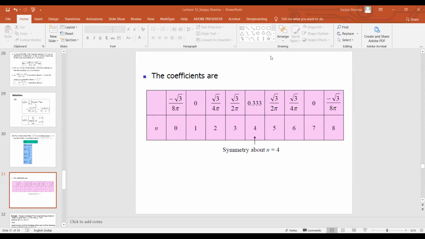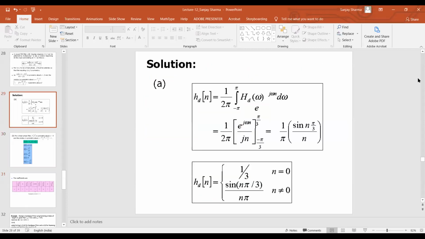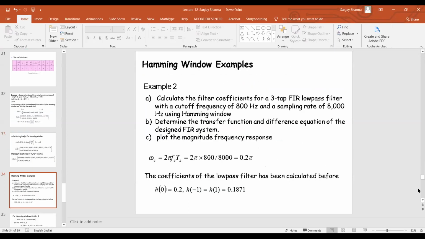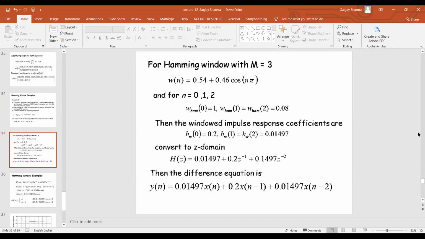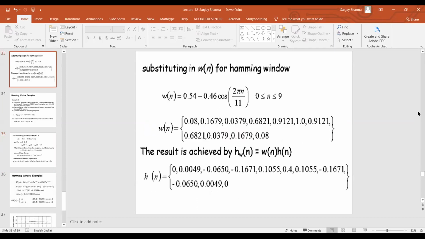I think time is up, but I will come back with this example tomorrow also. I will explain the design of FIR filters. I will again come back with this example to explain how the FIR filters are designed. And I will take some more examples also because I have a lot of examples using different windows. So everything will be clear about designing the FIR filter. I will start with the example once again and explain the procedure, and you will get the answer.